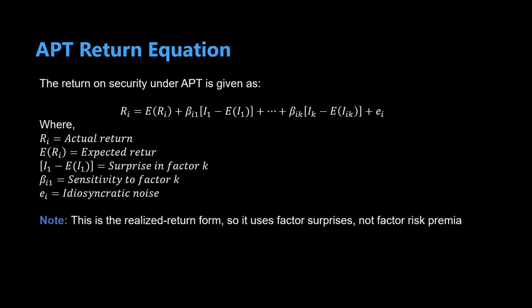This equation says that realized return differs from expected return when factor surprises occur. Suppose GDP growth turns out to be lower than the expected level. If a stock has a positive GDP beta, that negative GDP surprise will reduce its realized return relative to its expected return. If the beta were negative, the same surprise could have a positive effect. This is a very important exam point. This equation is about realized return and factor surprises. It's not the same as the expected return relation with factor risk premia. Students often mix up the two forms in the exam.